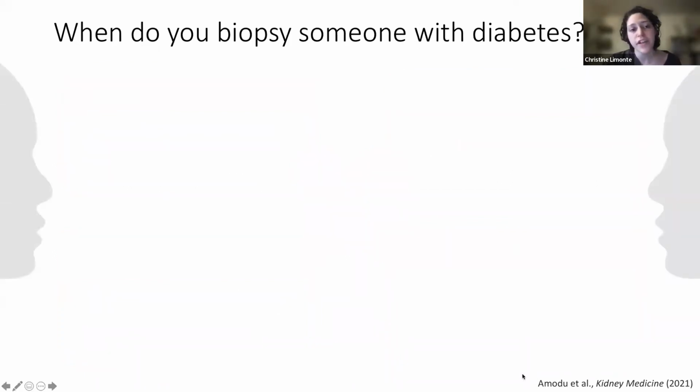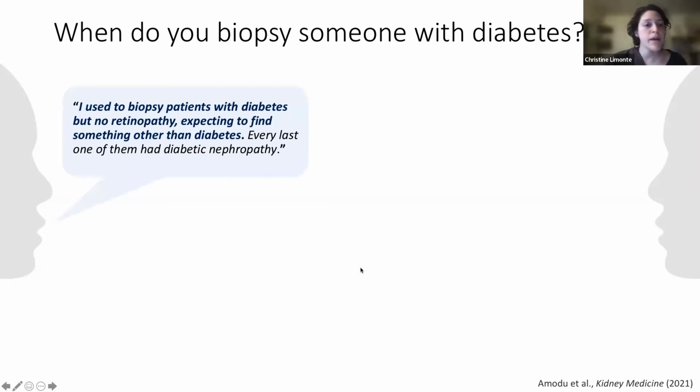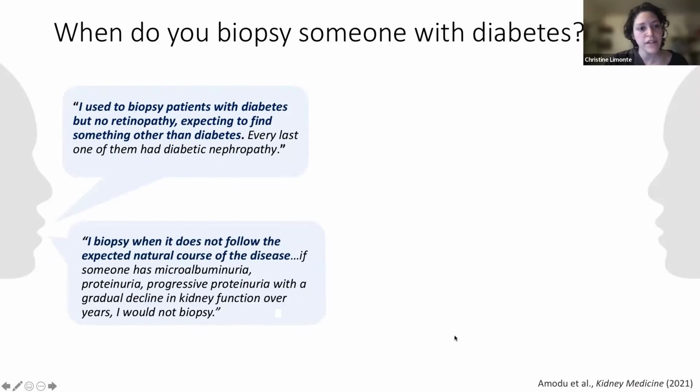When asked specifically about biopsying patients with diabetes, some nephrologists expressed that biopsy often added little to the clinical diagnosis of diabetic kidney disease. Representative statements included, "I used to biopsy patients with diabetes but no retinopathy, expecting to find something other than diabetes, and every last one of them had diabetic nephropathy." And "I biopsy when it does not follow the expected natural course of the disease. If someone has microalbuminuria, proteinuria, progressive proteinuria with a gradual decline in kidney function over years, I would not biopsy."